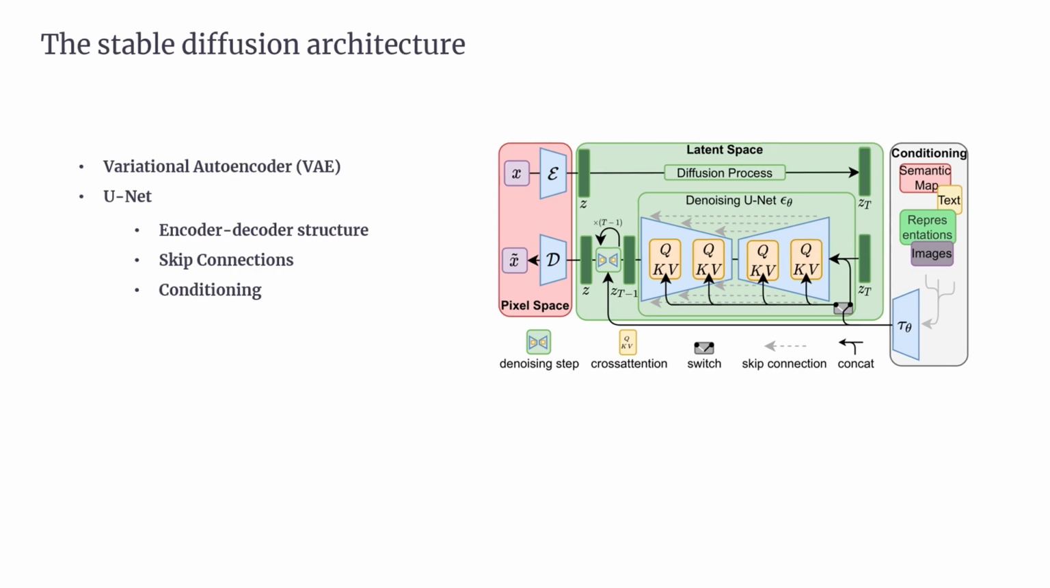3. Conditioning. To ensure the generated image matches the text prompt, U-Net uses cross-attention layers. These layers help the model focus on the relevant parts of the input text, guiding the image generation.